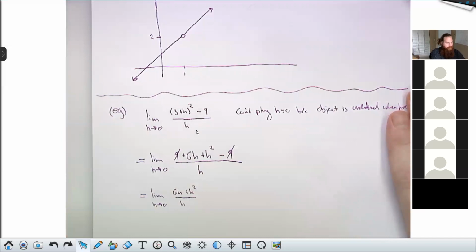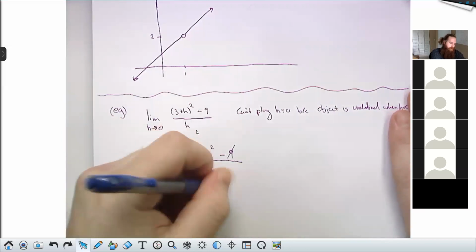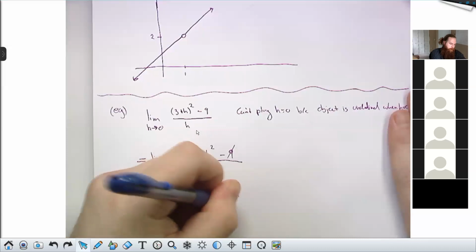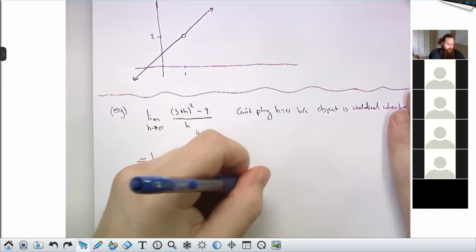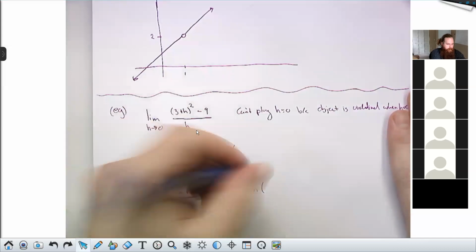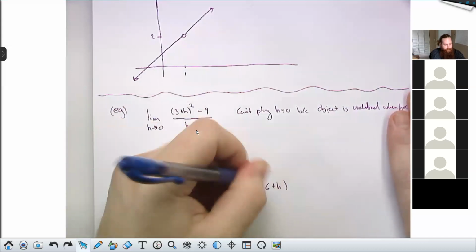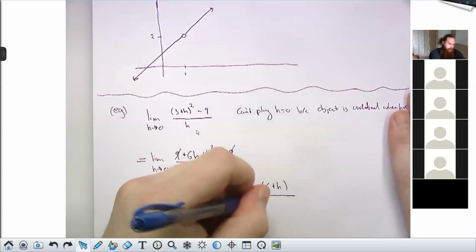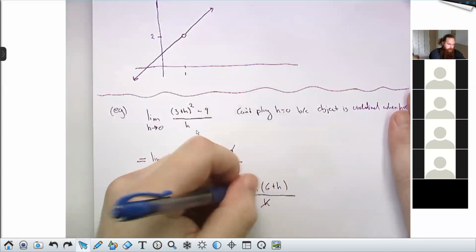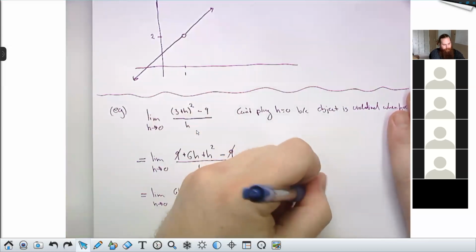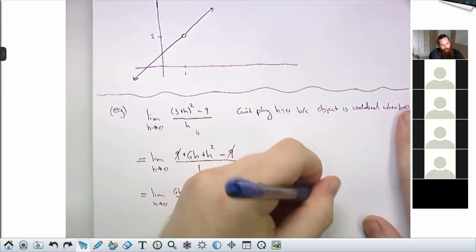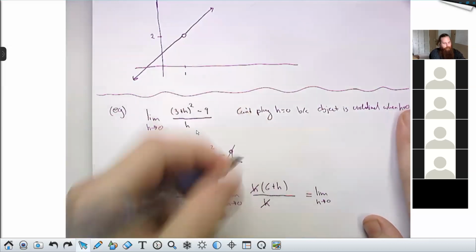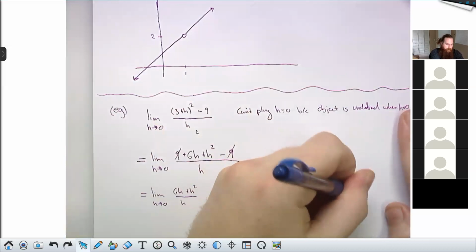Now the factor that's causing the difficulty is the factor of h downstairs, and I do have a factor of h upstairs that I can bring out to cancel. So I'll factor an h from the numerator, and I'll be left with 6 plus h. Because if you were to redistribute this, this would be 6h and this would be h squared. And then I have the h downstairs, I can cancel those. So we get the limit as h goes to 0 of 6 plus h.